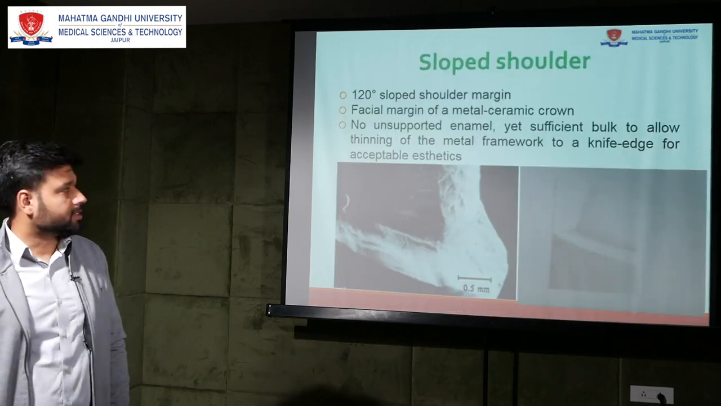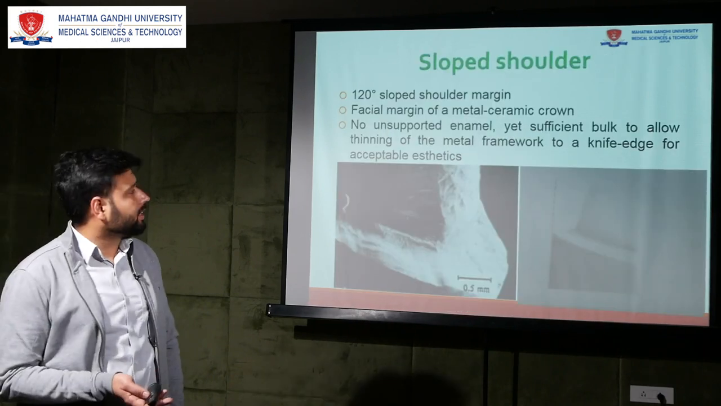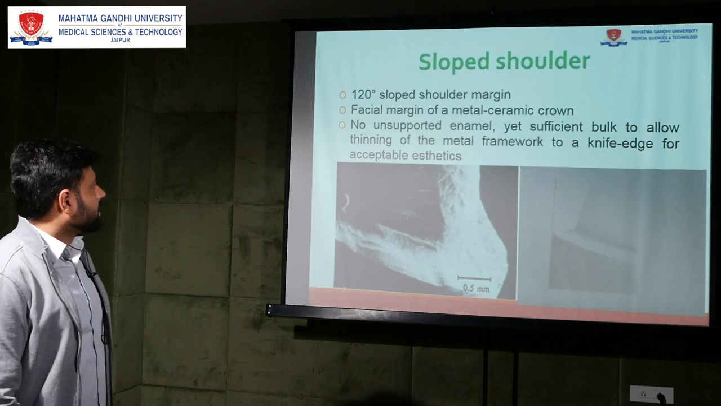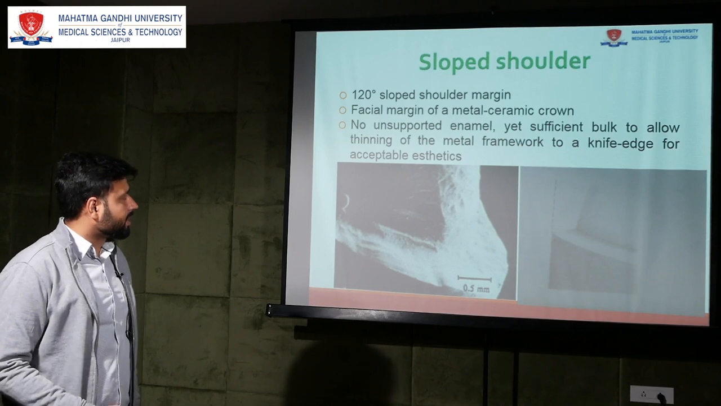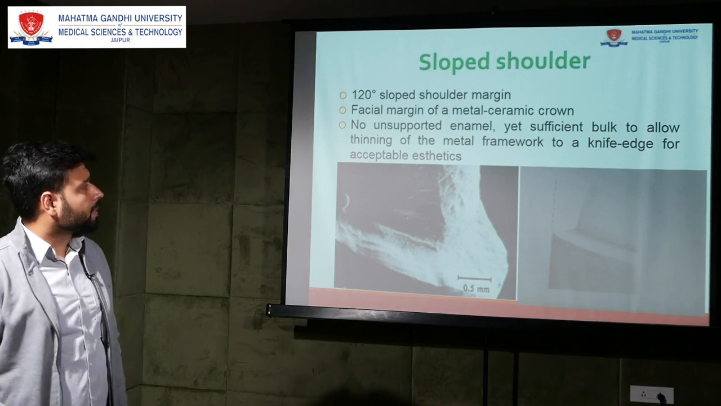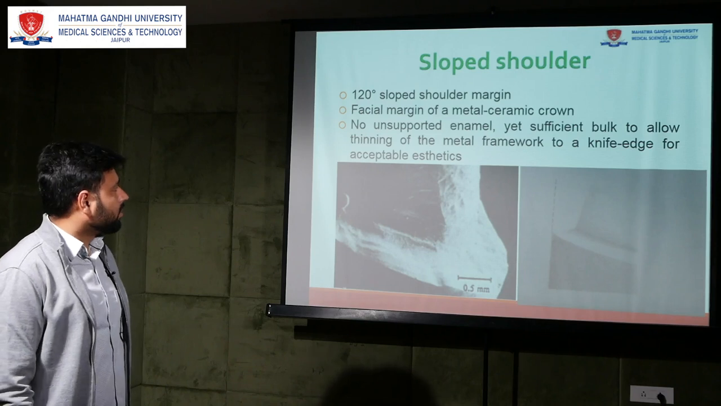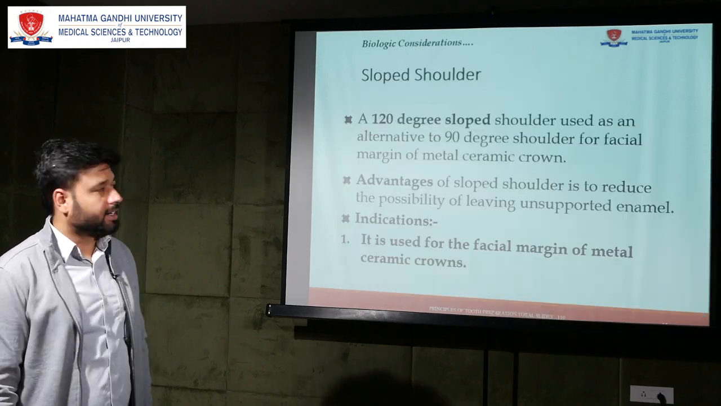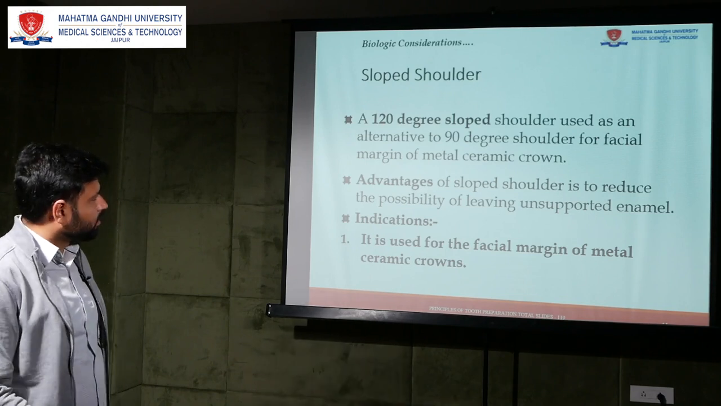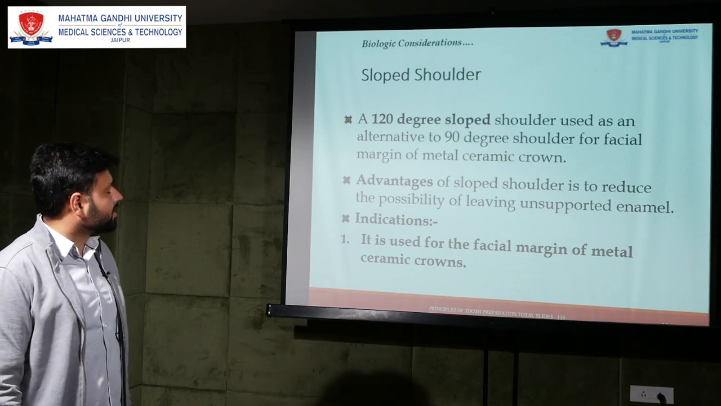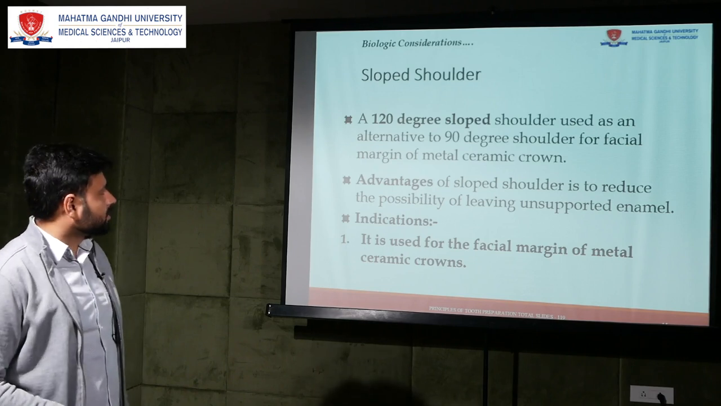shoulder margin. Then we have a sloped shoulder, that is a 120 degree sloped shoulder margin, and this is a facial margin of a metal ceramic crown. We can use it, with no unsupported enamel, yet sufficient bulk to allow a thinning of the metal framework to a knife edge for acceptable aesthetics. Then we have the 120 degree slope shoulder used as an alternative to the 90 degree shoulder for the facial margin of a metal ceramic crown.